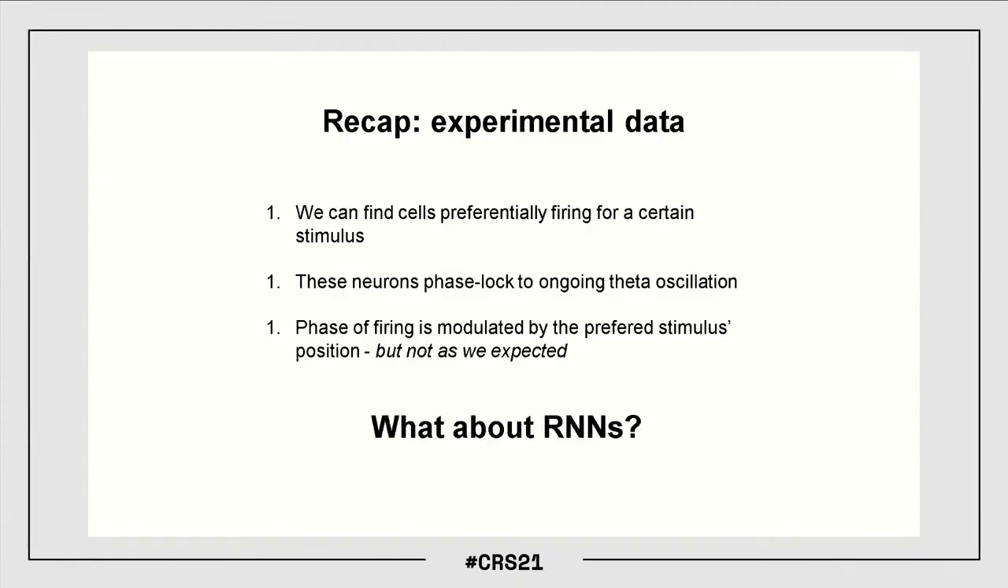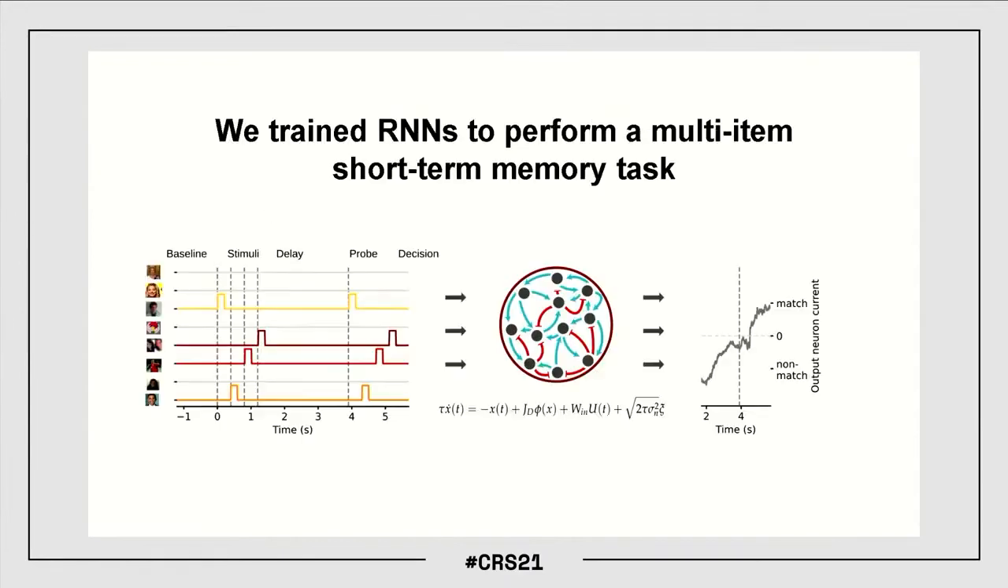So what about recurrent neural networks? When we train them on this task, will we retrieve the same behavior? And do we then have a model that in the future we can use to better understand what is going on? We trained RNNs to perform a multi-item short-term memory task, mimicking the original task performed by the human participants.